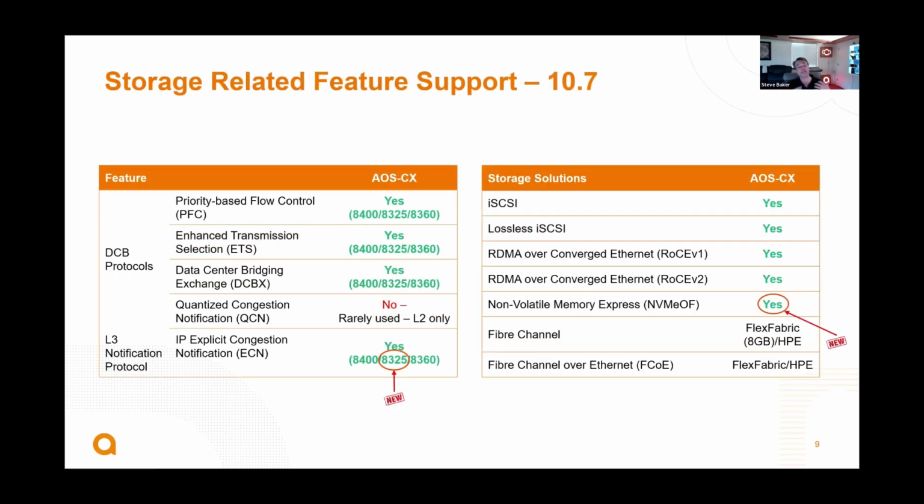With 10.7, what is new is we've extended IP ECN to the 8325. So now, like I mentioned, we've got the full RoCE v1, v2 suite on our primary data center switches, the 8400, 8325, and the 8360.